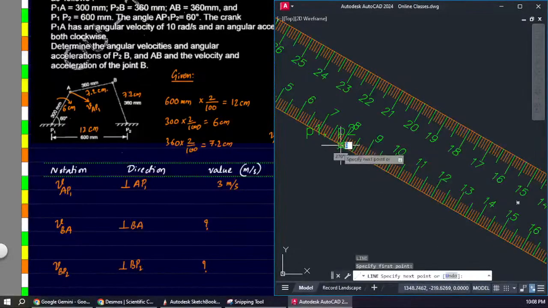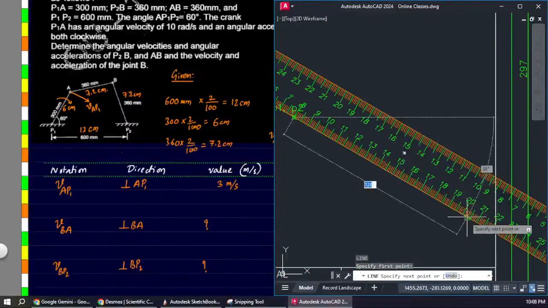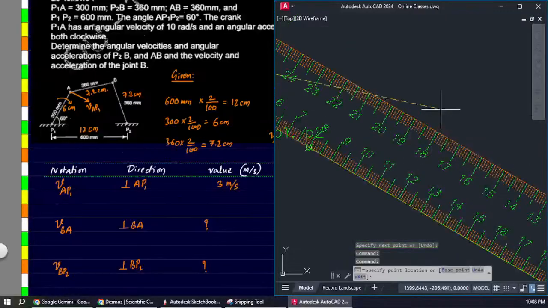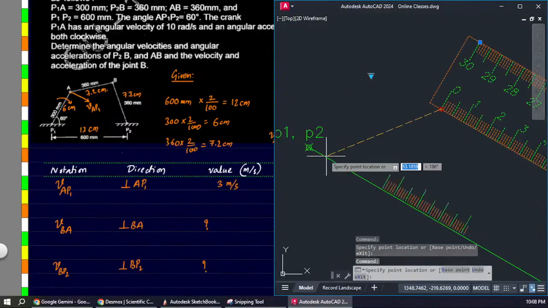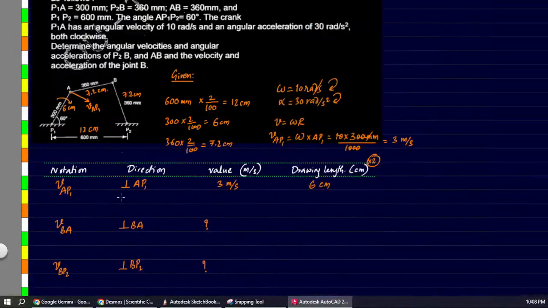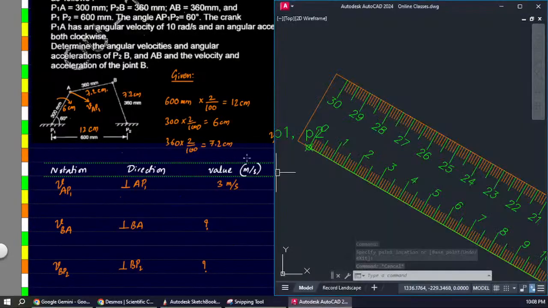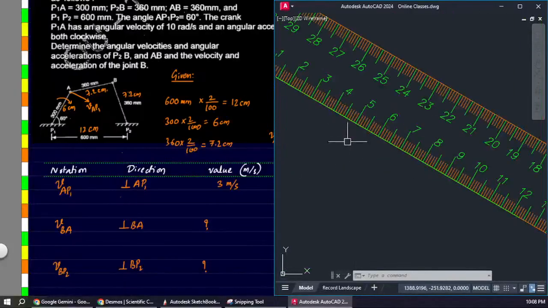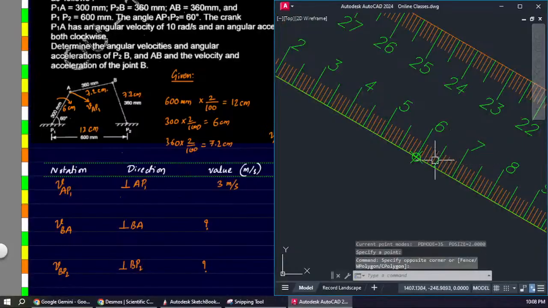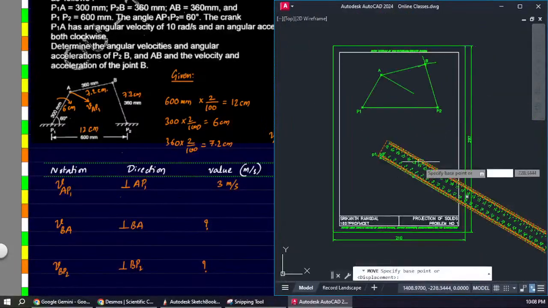So let's quickly take a line. First of all, let's draw a line of any length. Then using our scale, let's measure it. How much should this measure? This should measure 6 centimeters. So at 6 centimeters, let us take a mark. Okay, at 6 centimeters, we have taken a mark.